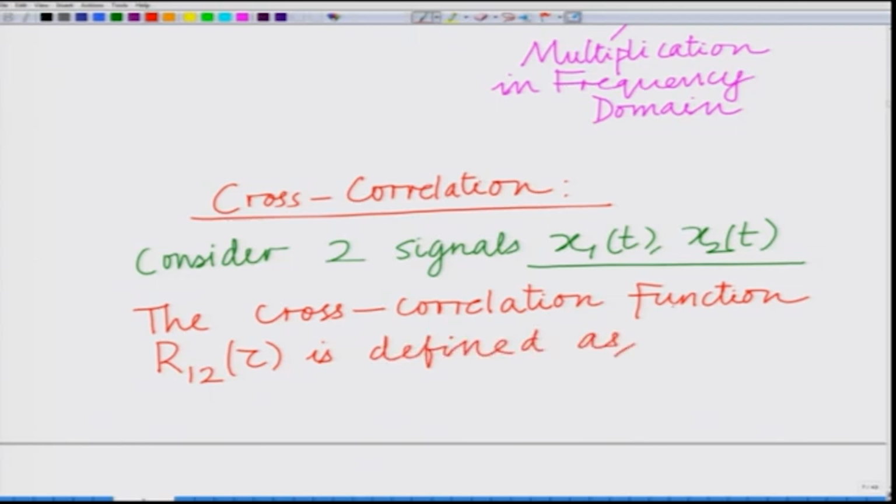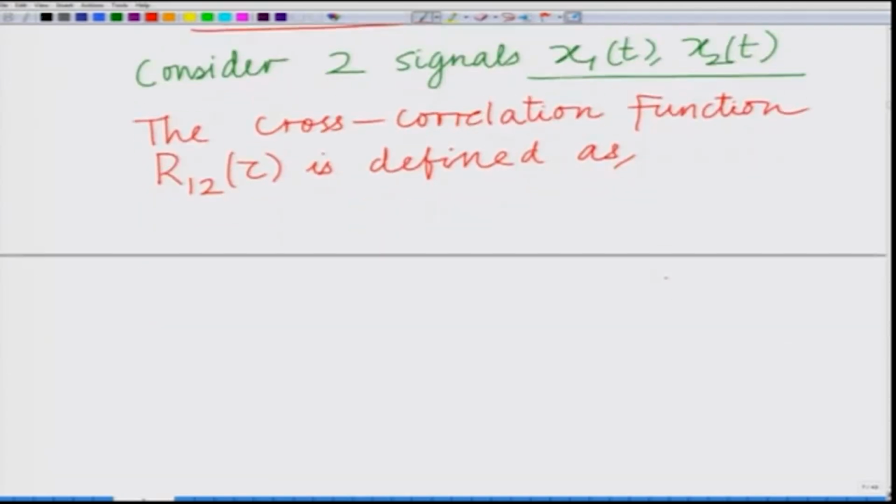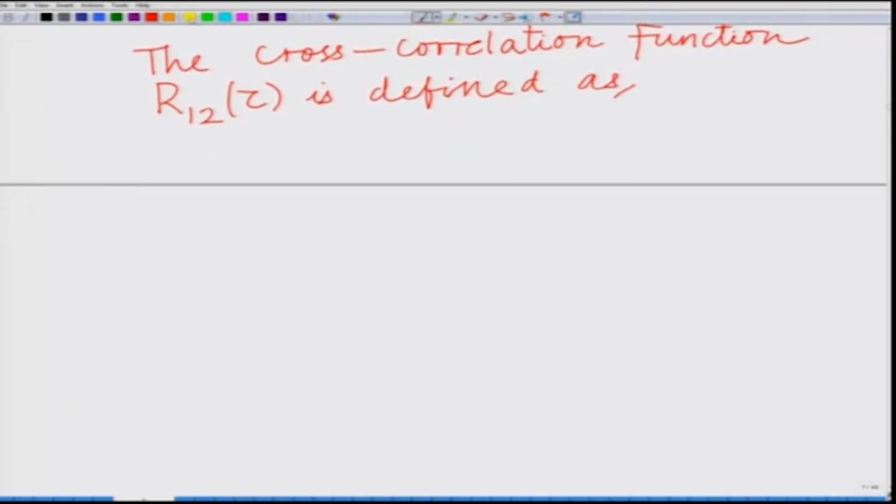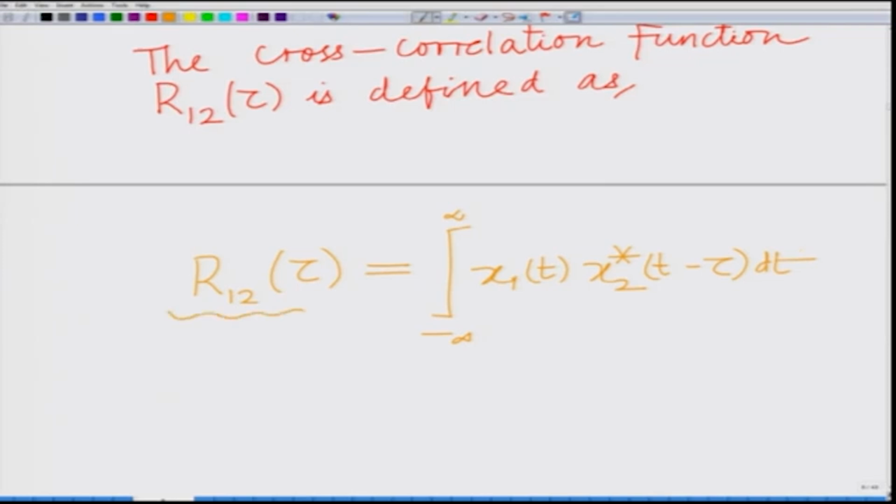The cross correlation function r12(tau) is defined as the integral from minus infinity to infinity of x1(t) x2 conjugate(t minus tau) dt. This is r12(tau), the cross correlation.